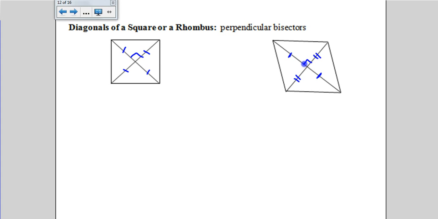So anytime I have a problem that involves the diagonals of a rectangle or a square or a rhombus, it's very likely going to involve maybe some Pythagorean theorem or some sort of bisection.